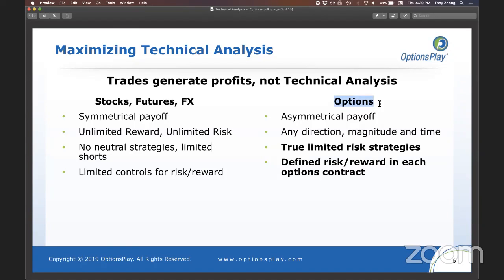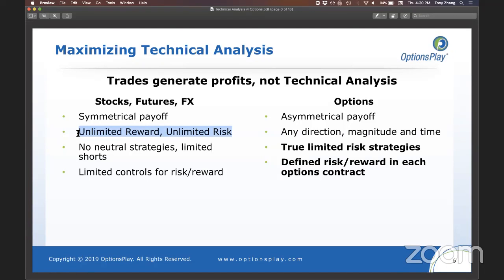And I think there's a clear delineation between these two types of strategies. When you're trading stocks, futures, and FX, you have what's considered symmetrical payoff. Dollar for dollar, if the stock goes higher by $1, you make $1. If it goes down by $1, you lose $1. This comes with unlimited reward, but also unlimited risk. So this is what you get with symmetrical payoffs.